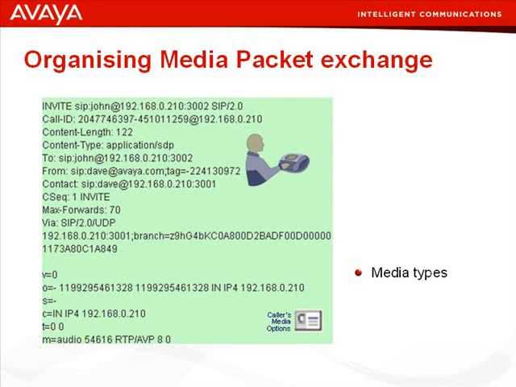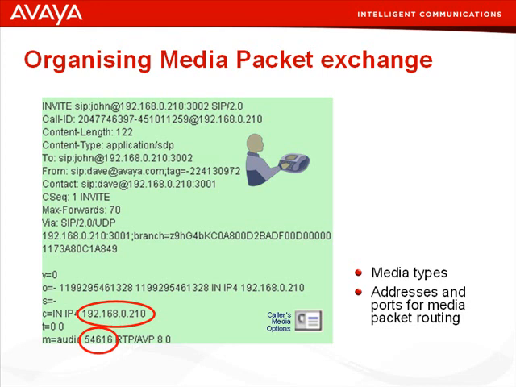Having established the media type it would like to use, the media options also provide the addresses and the port information the other guy needs to know so that he can route those media packets should he be willing to accept the invitation.